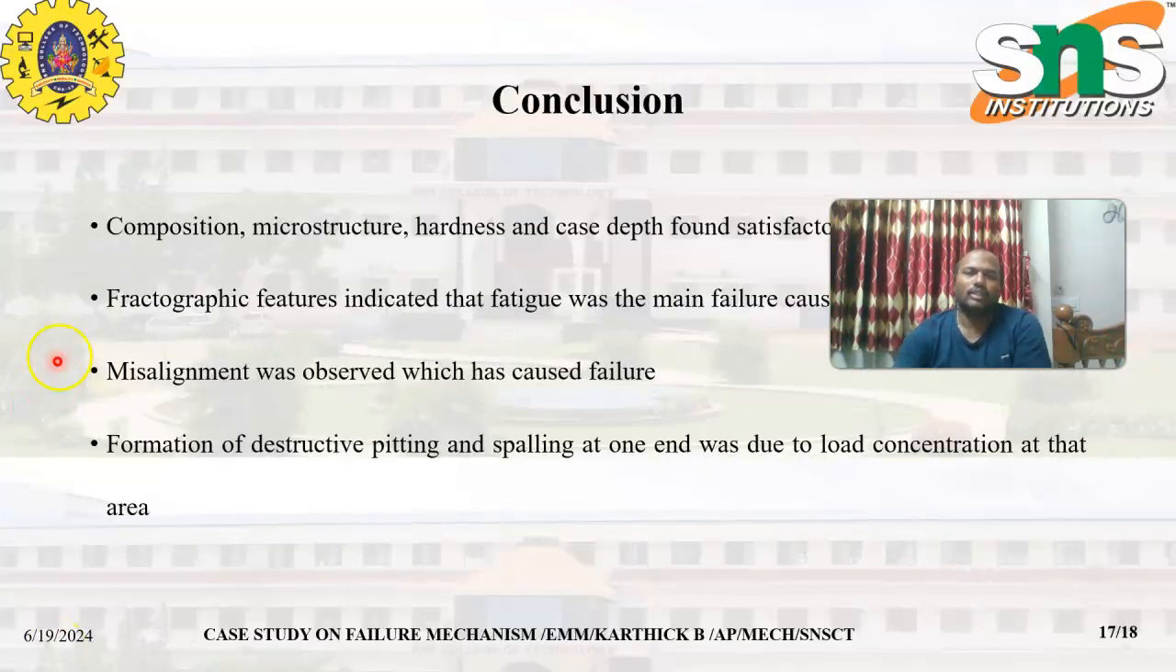So in conclusion, we can say the composition and microstructures are found satisfactory. The main failure is due to fatigue, and the fractography test also confirms the same. Due to the misalignment, the failure occurs, and the formation of destructive pitting and spalling at one end is due to the load concentration on that area.